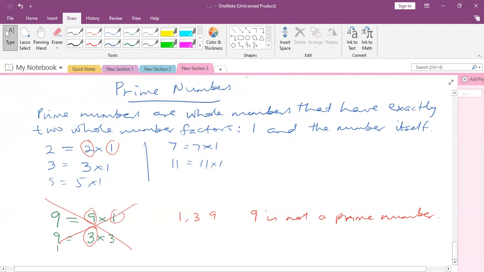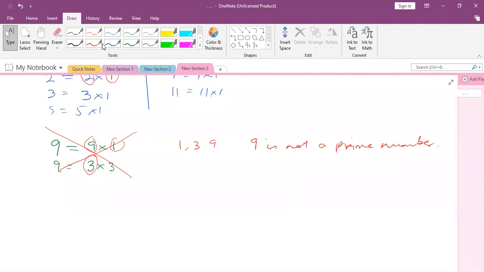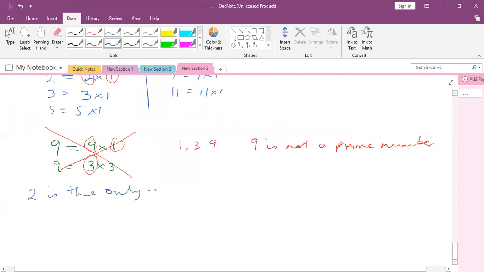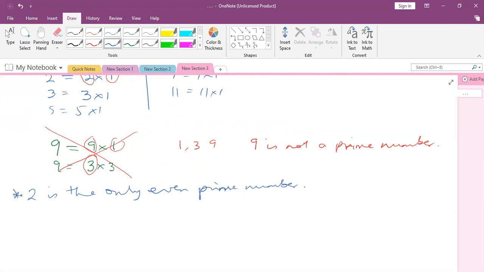Now the only even prime number is 2. Very important to note that 2 is the only even prime number. Okay. Now, all other even numbers have 2 as a factor, and therefore they have more than 2 factors.